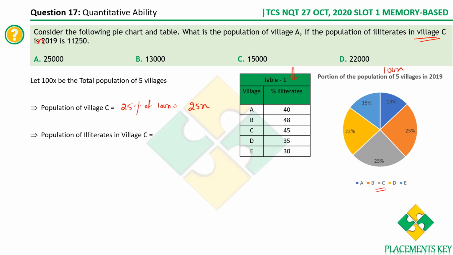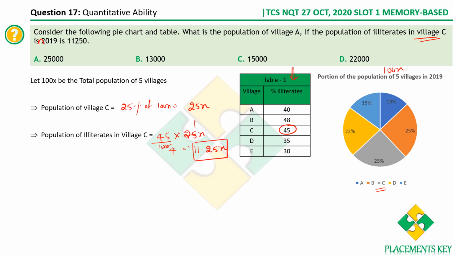Now, what is the population of illiterates in village C? You know that the percentage of illiterates is 45%. Therefore the population of illiterates will be 45% of the total population in village C, which is 25x. Is that clear? It is 45% of 25x. So this gives us the population of illiterates in village C. 25 ones, 25 fours. What is 45 by 4? We get 11.25x.